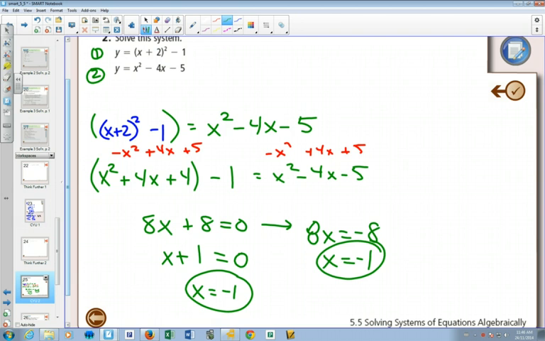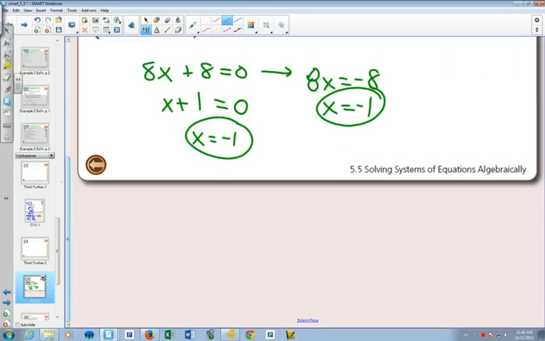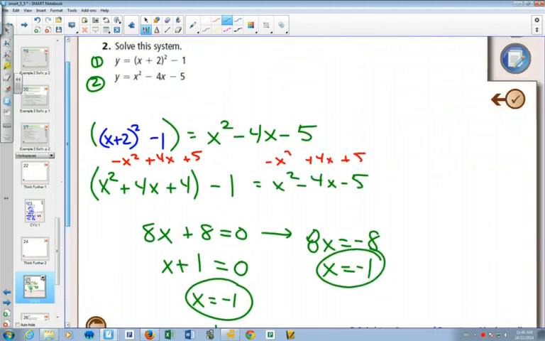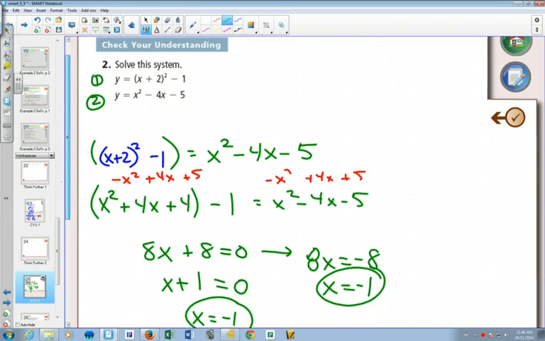Yeah. So now that we've got x equals negative 1, we still have to find y. There's only one value, so this one's going to only have one solution. And plug it in. Plug it into 1.